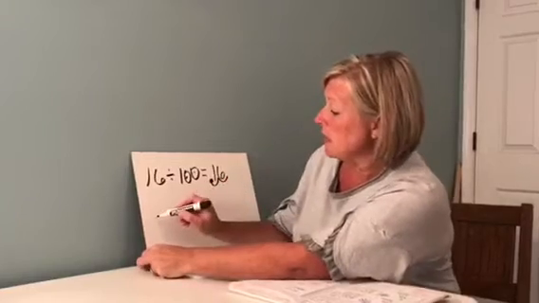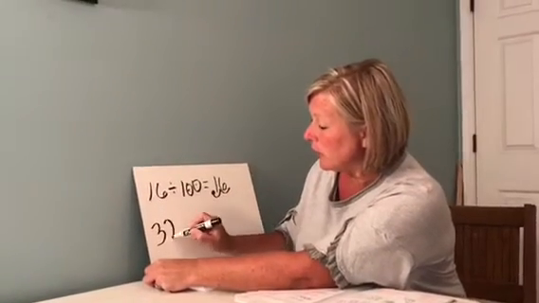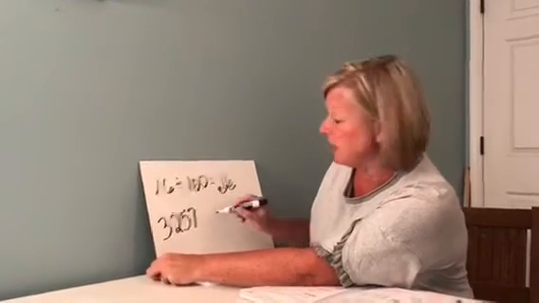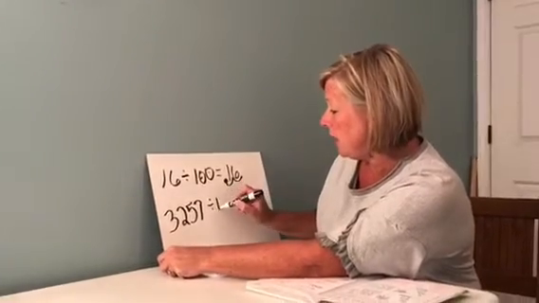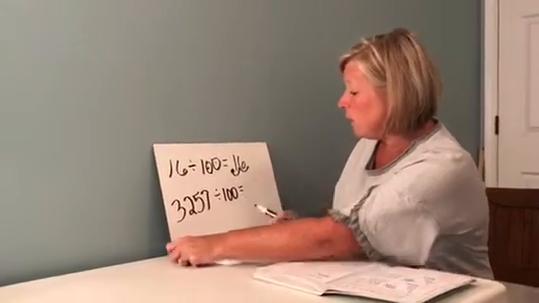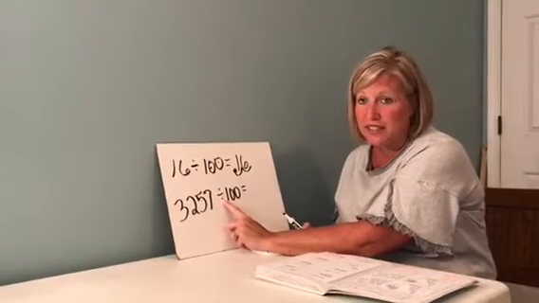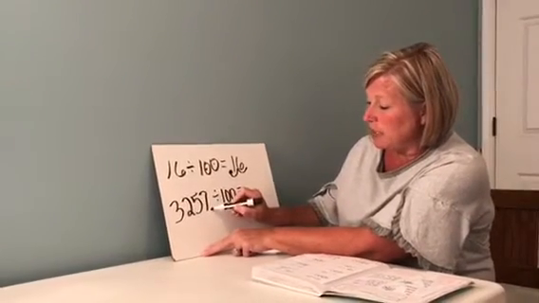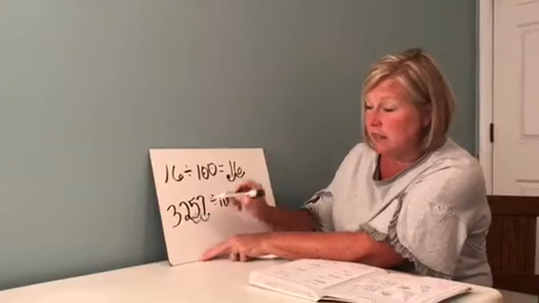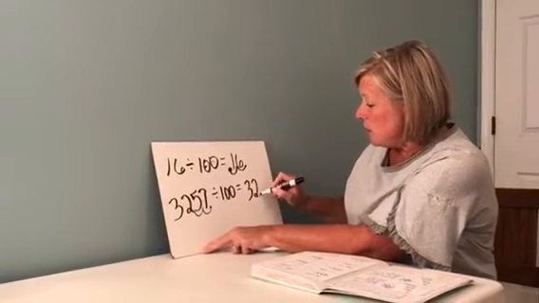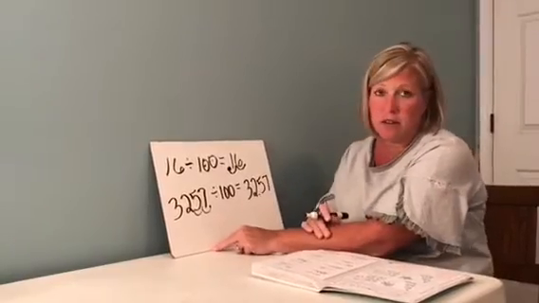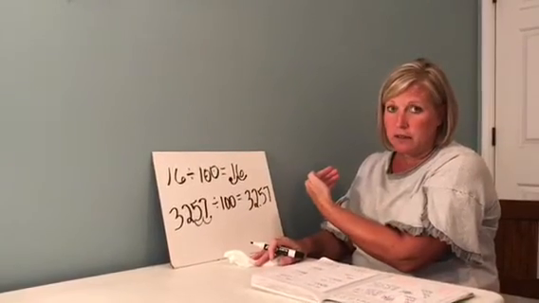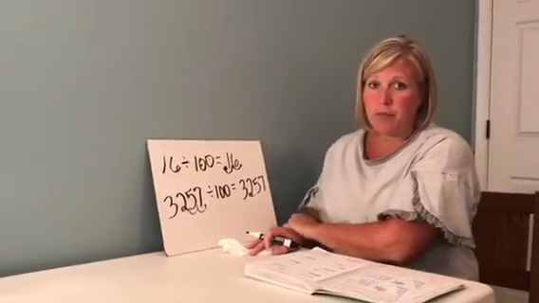Okay, let's try it one more time. 3 numbers this time. Let's say we have 3,257. And we're going to divide by 100. Okay, that means we're moving. Divide means we're moving our decimal 2 places to the left. So here's my decimal now. We're going 2 places. There's your decimal. Go 2 places. So your answer is 32.57. When you divide, you move to the left. When you multiply, you move to the right. Okay? All right, now you're learning.